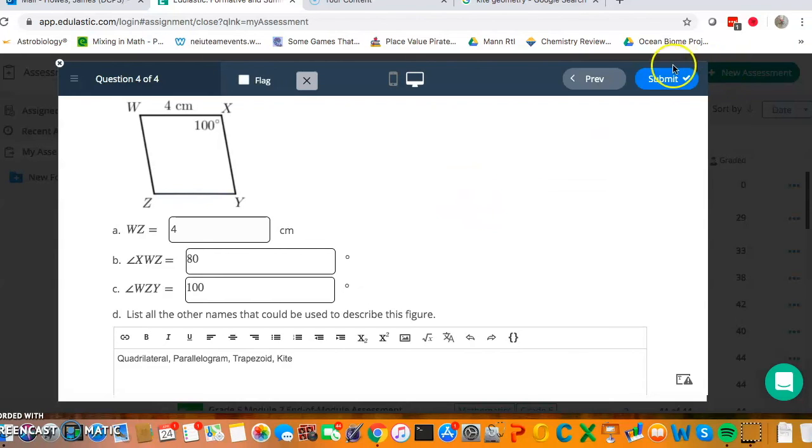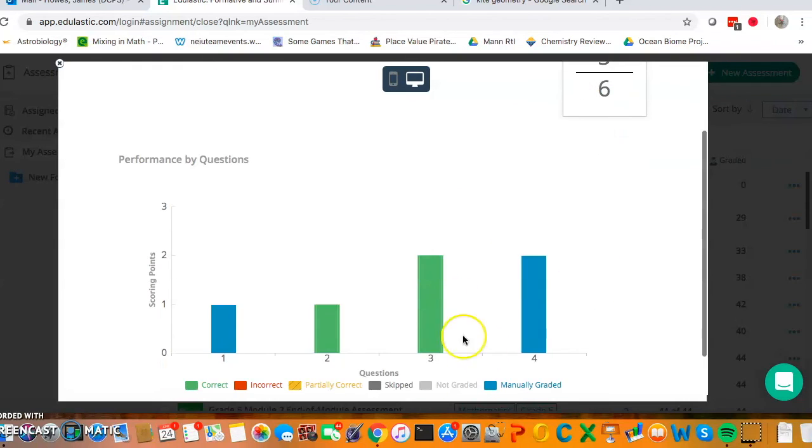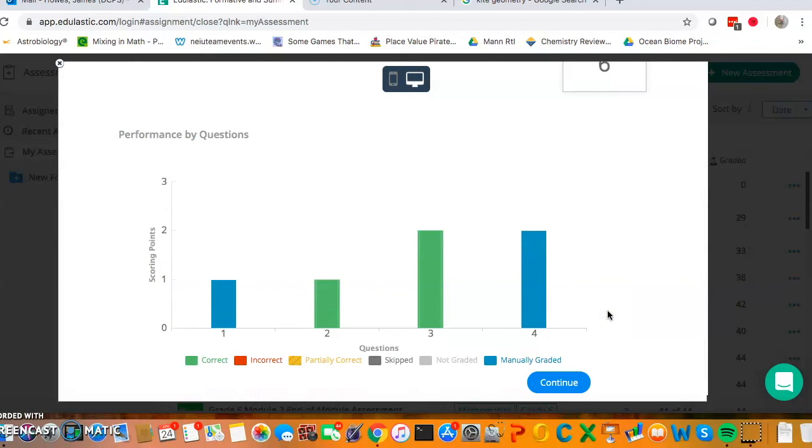As we've clarified many times, I submit, and it says I have 3 out of 6. That's because Mr. House hasn't yet graded these 2 questions. I am Mr. House, I know I got them right.